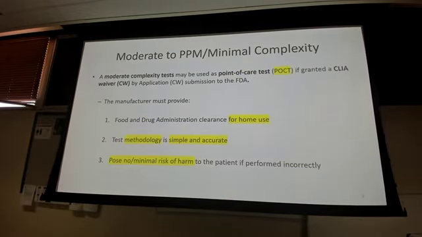All right, so moderate to PPM and minimal complexity. The FDA assigns these as good for home use. The methodology is simple and accurate, and it poses no or minimal harm to whoever is getting tested. So even if it's tested incorrectly, it won't cause any additional harm to that person. All right, that's considered minimal. This also needs to highlight that in moderate complexity, you all will run what's called point of care tests. So you'll probably hear that interchangeably, point of care test and minimal complexity testing.